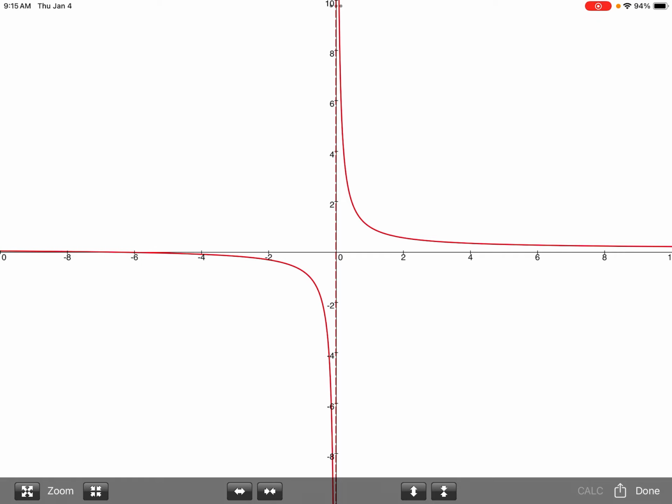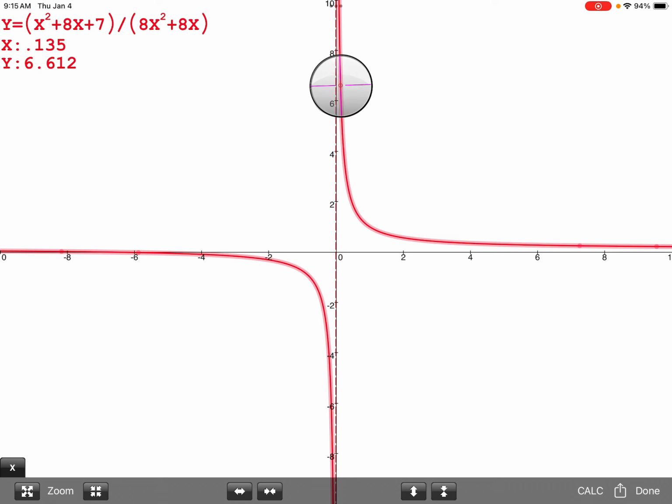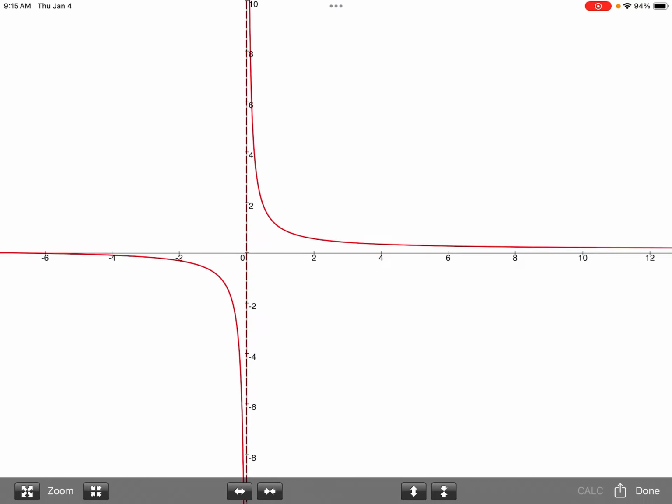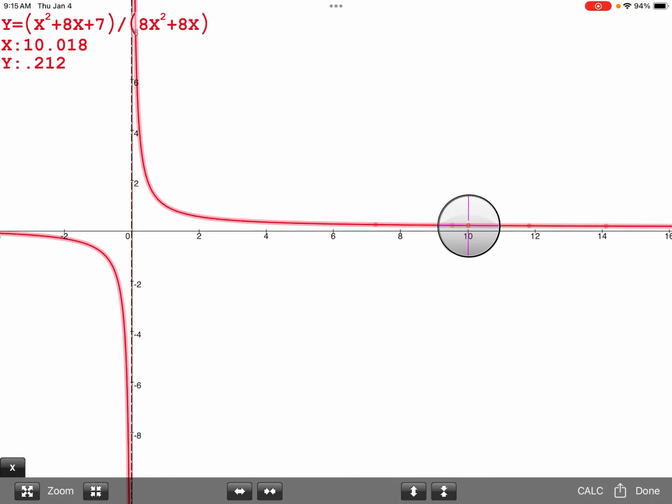So I can see that there is a vertical asymptote at x equals 0. So this part is going to go up to infinity. This part is going to go down to negative infinity. Also, if you follow it off to the right, in the upper left-hand corner, the y value, let me move over a little bit more. The y value is becoming 0.186, 0.185.